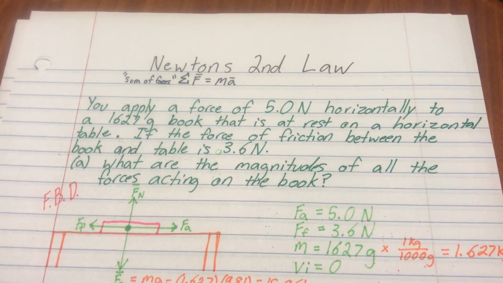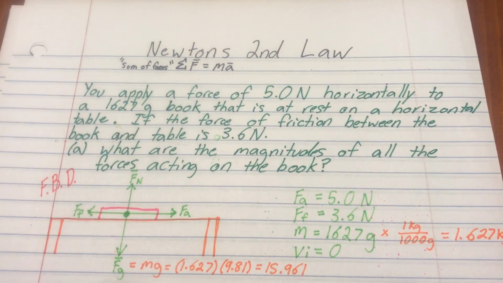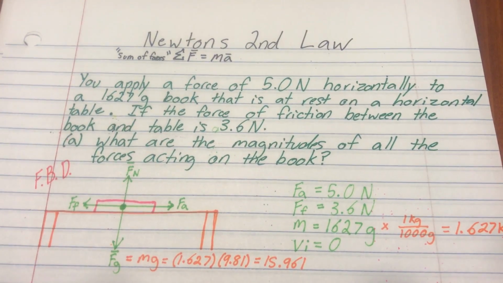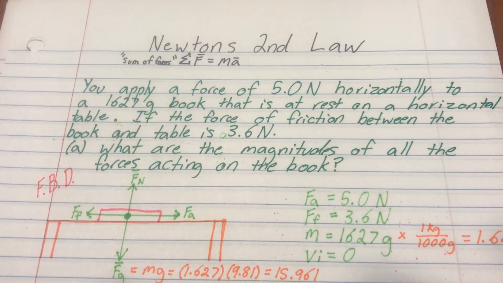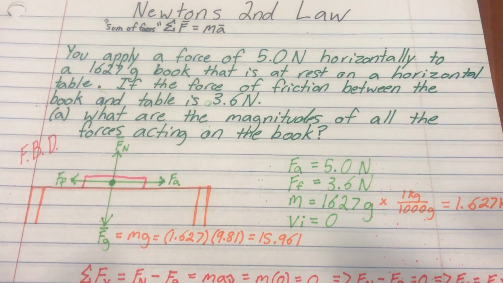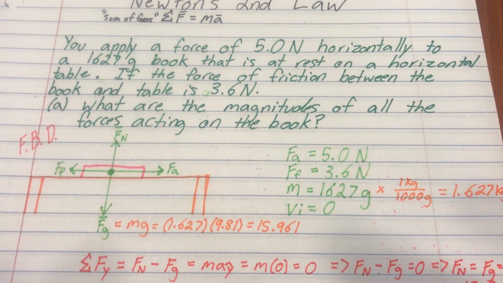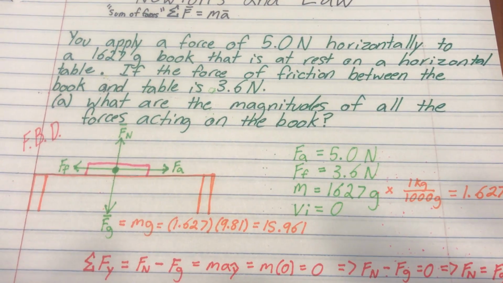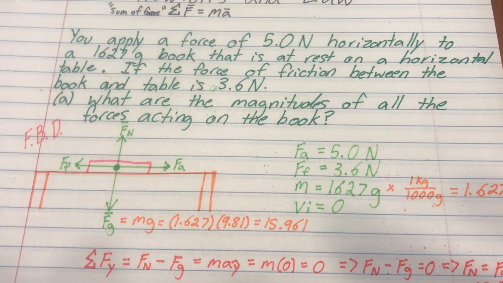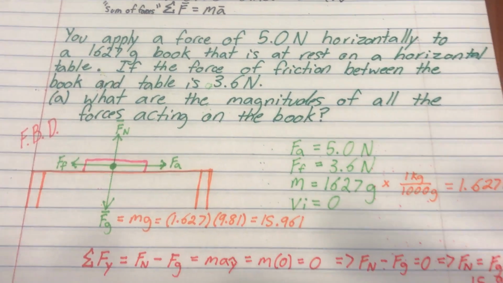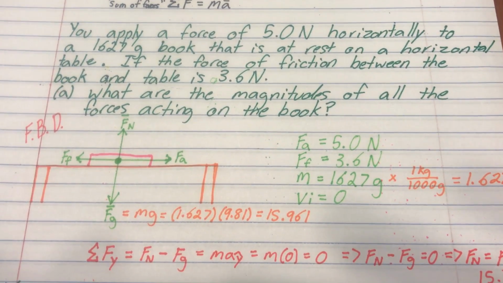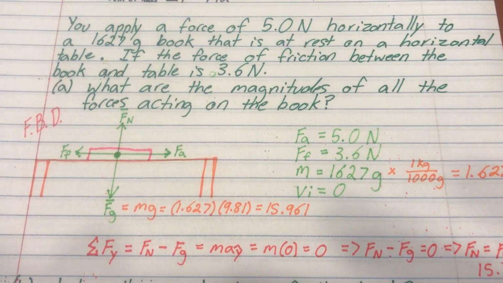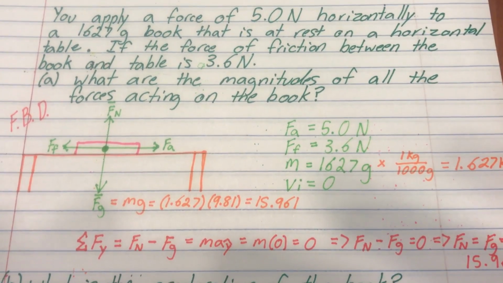So this is Newton's second law reassessment, and Newton's second law says the sum of the forces equals mass times acceleration. The problem is you apply a force of 5 newtons horizontally to a 1,627 gram book that is at rest on a horizontal table. If the force of friction between the book and the table is 3.6 newtons, what are the magnitudes of the forces acting on the book?